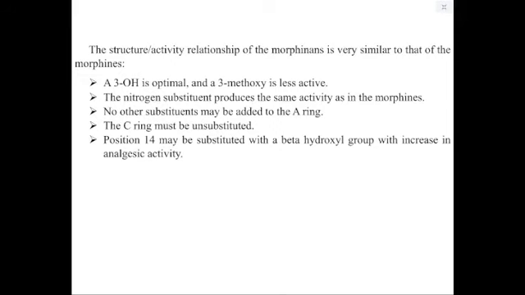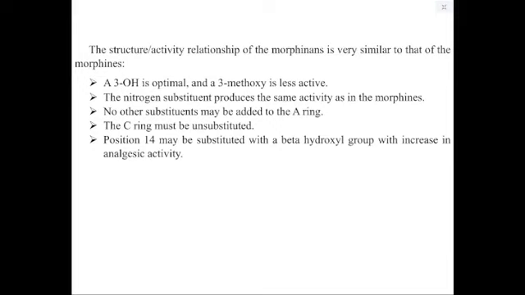No other substituents may be added to ring A, and that is the same thing as with morphine. The C ring must be unsubstituted. Again, the same as we discussed with morphine. Position 14 may be substituted. Of course, with morphine, position 6 of ring C is substituted, but with morphinans, the C ring is not substituted. There is no unsaturation and no substitution on ring C.